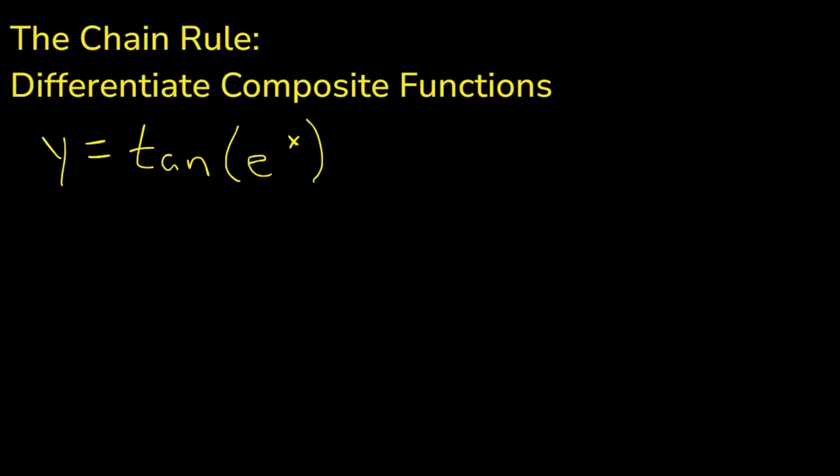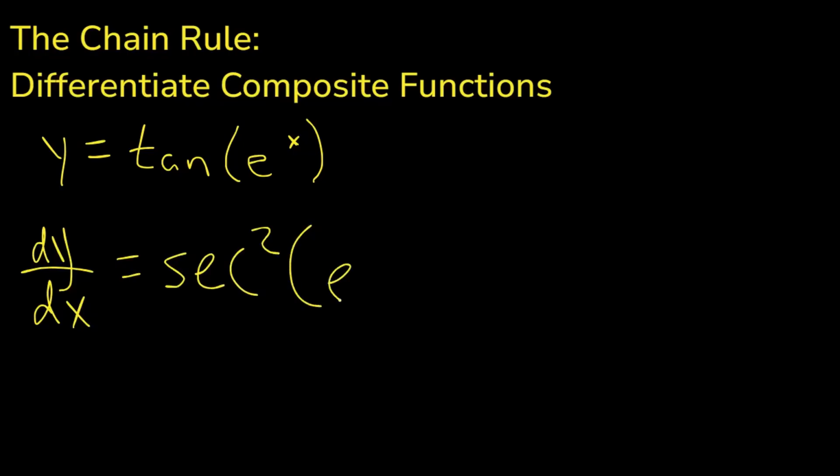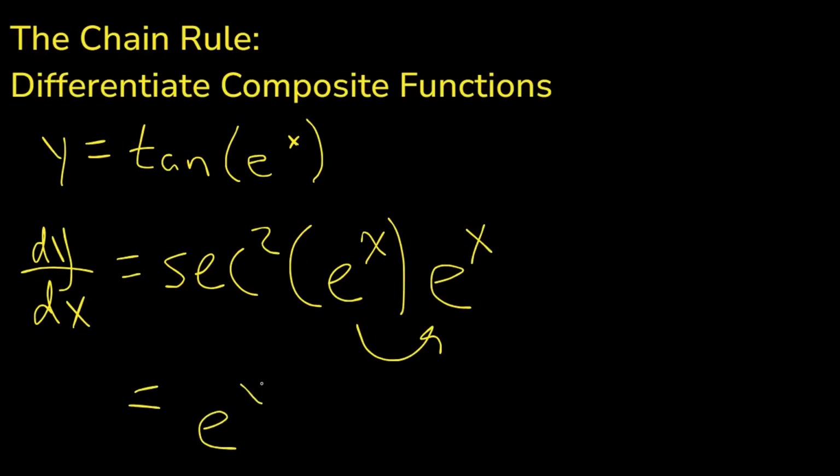All right, here we have y equals tangent e to the x. So the inner function is e to the x and the outer is tangent. So when we get the derivative, I'm going to use dy dx here for this notation. That's going to be secant squared e to the x, so the derivative of the outside with the inside still there, times the derivative of the inside. And we could clean this up by writing it as e to the x times secant squared e to the x. Again, you can't distribute that e to the x inside to the secant function.